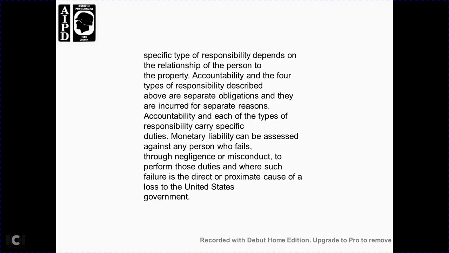The specific type of this responsibility depends on the relationship of the person to the property. For the four types of responsibility described above, each incurs a separate obligation with a separate reason for being accountable. Care of specific duties and monetary liabilities can be assessed against any person whose negligence or misconduct, or failure to perform the duties, is the direct and approximate cause of the loss to the United States government.